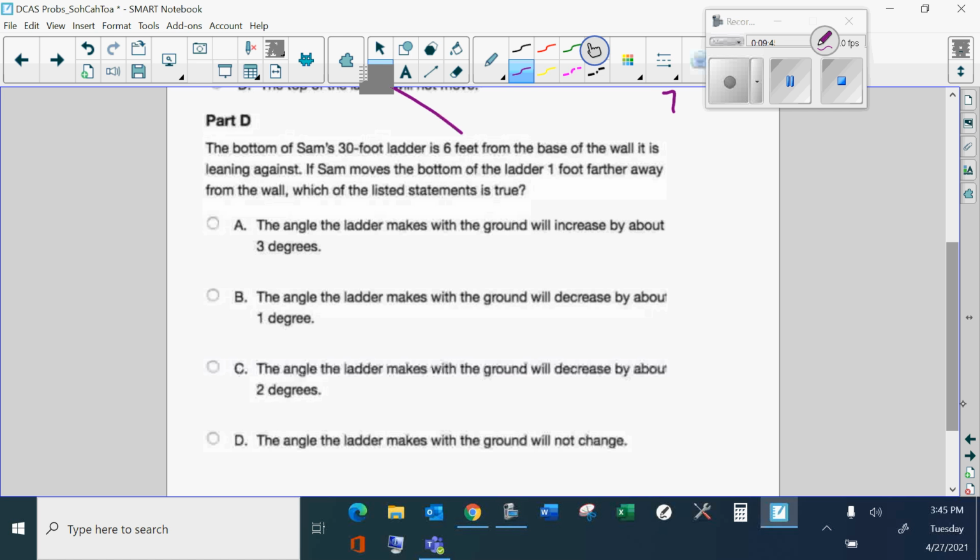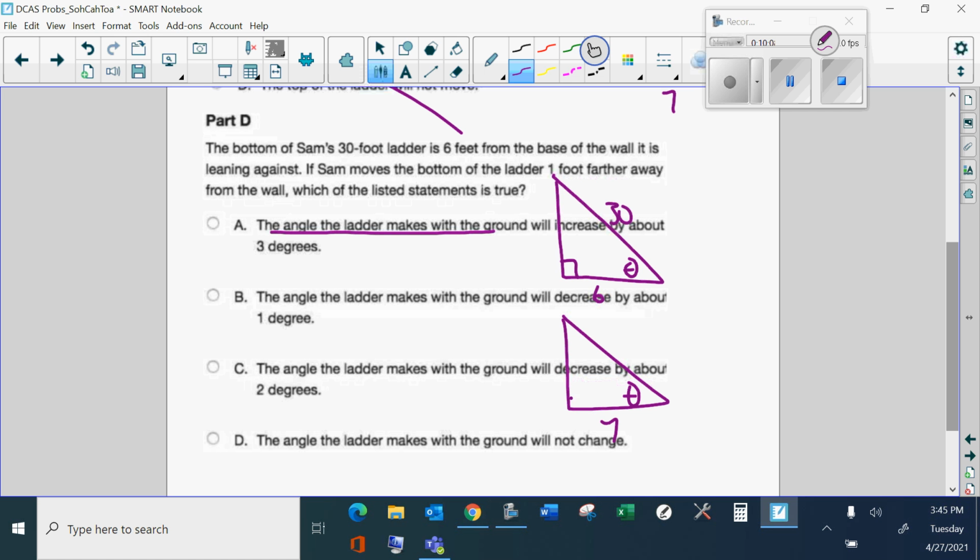Sam is 6 feet from the base of the wall and is leaning against it. If Sam moves the bottom of the ladder 1 foot further away from the wall, which of the listed statements is true? The angle the ladder makes to the ground, so that theta. Okay, so we have theta right there, 6 feet, 30, and theta right there again, and this time 7 and 30. So again, that's adjacent over hypotenuse. So it's going to be theta equals inverse cosine of 6/30 compared to inverse cosine of 7/30.